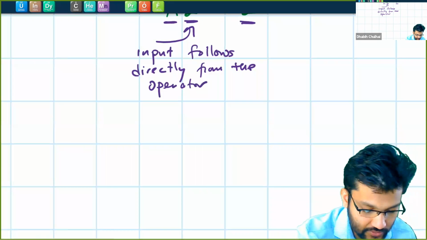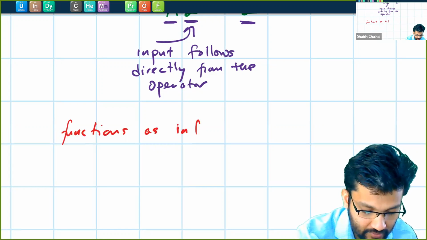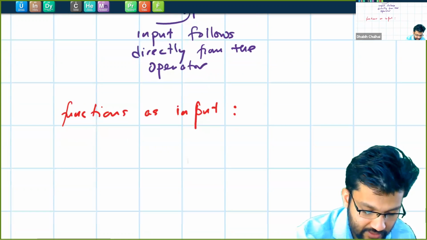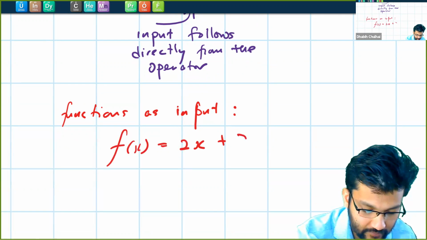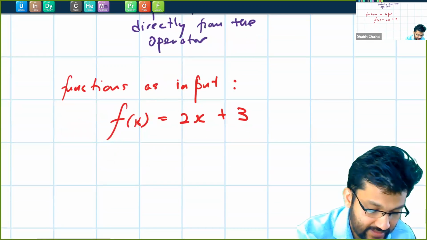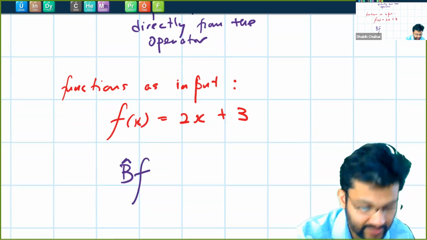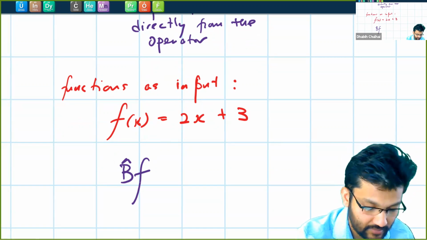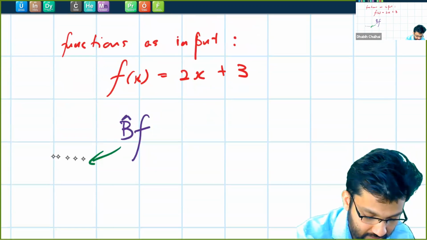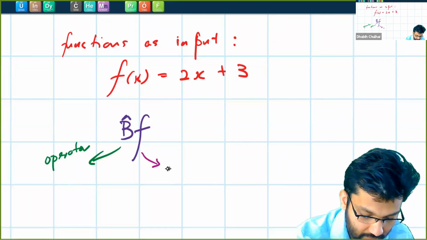Again, you could also use functions as input. So let's say you have some function of x, I don't know, 2x plus 3, right? And let's say you have some operator b that you want to apply on the function. This is how you would write it. The operator, then the input. The input is a function. Does that make sense? So operator and input function.